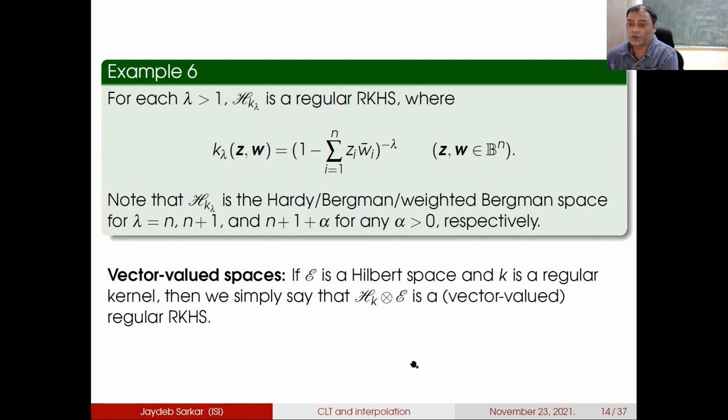Now, vector valued spaces. So if E is a Hilbert space and K is a regular kernel, then you just take the tensor product, and we still say this is also a regular reproducing kernel Hilbert space. However, it is vector valued, but we'll call this also a regular space.